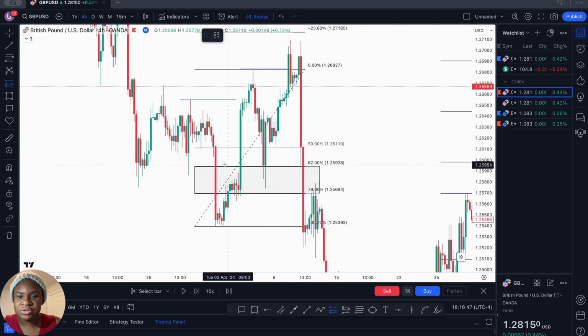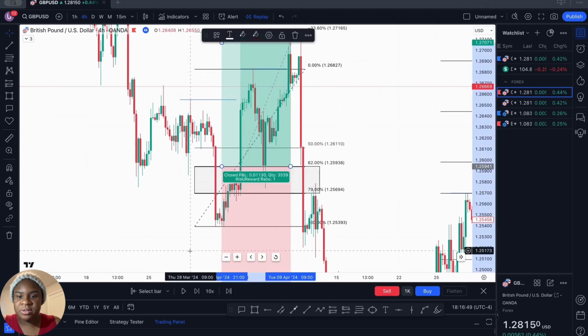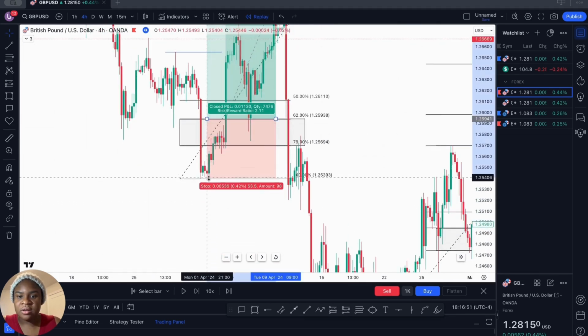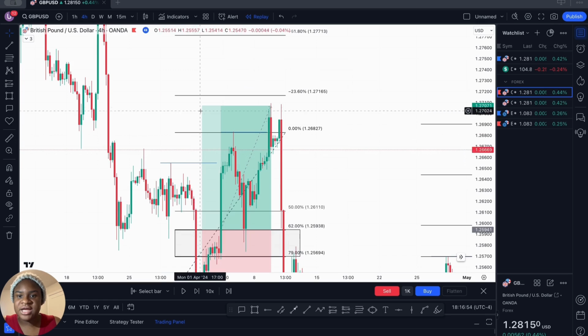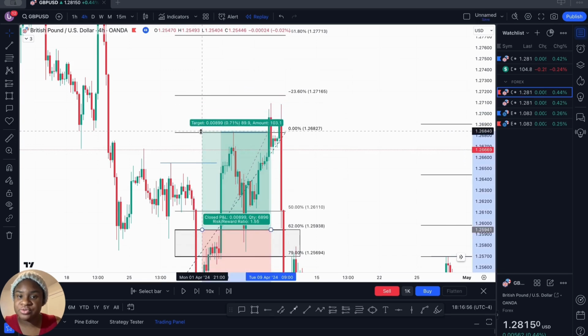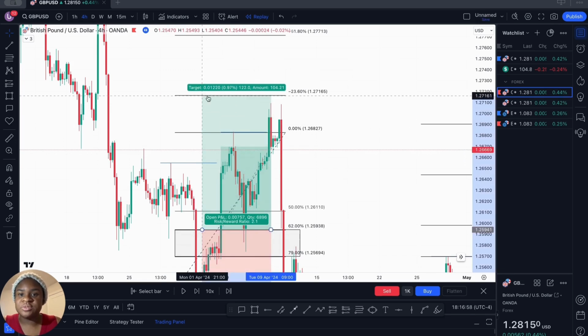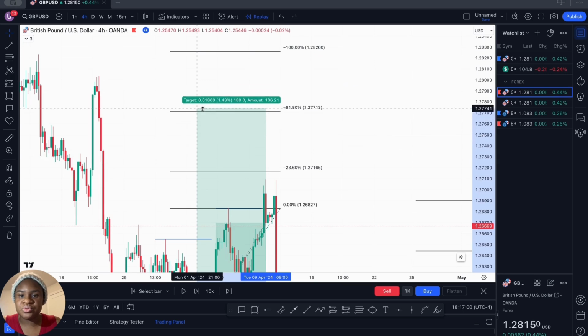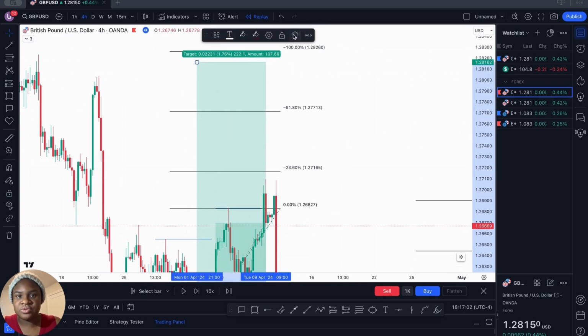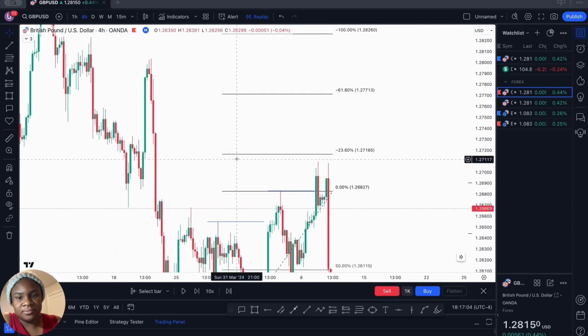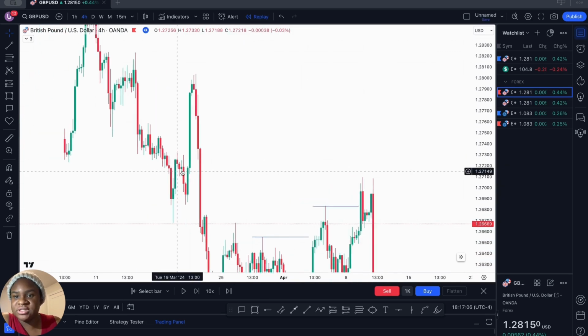Let me use a long position. My stop loss will be below this position here. It will be below here, and you can target here as your take profit for those that want to trade, and use this point as your TP1, TP2, and TP3, depending on how you want to trade. Okay. Let me keep showing you more examples.